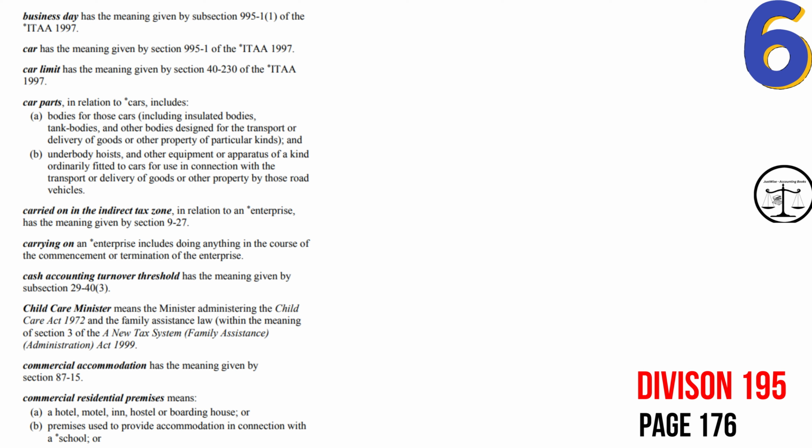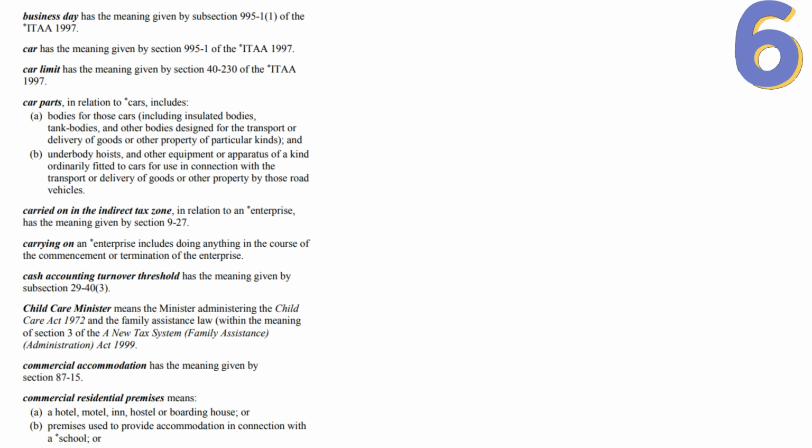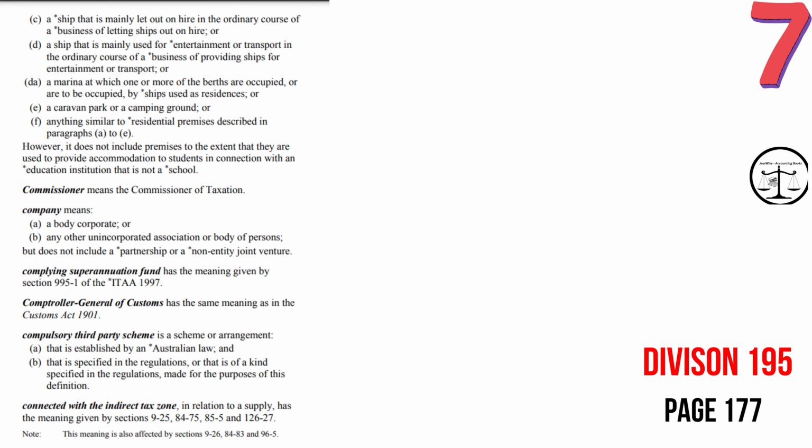Word number 57. Business day. 58. Car. 59. Car limit. 60. Car parts. 61. Carried on in the indirect tax zone. 62. Carrying on an enterprise. 63. Cash accounting turnover threshold. 64. Child care minister. 65. Commercial accommodation. 66. Commercial residential premises. Next and last page for this video.